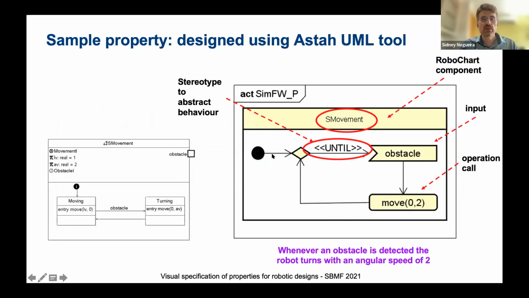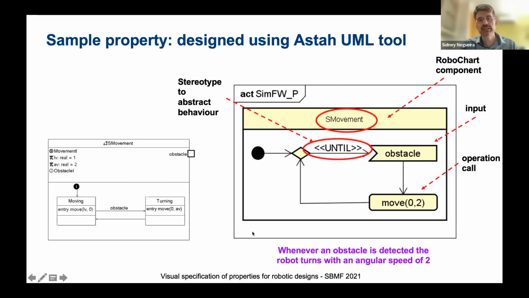So here is an example of a property in this language. This is a state active diagram. In the swim lane, you have to put the name of the component that will be verified. So here you have a behavior that will be refined by this component.